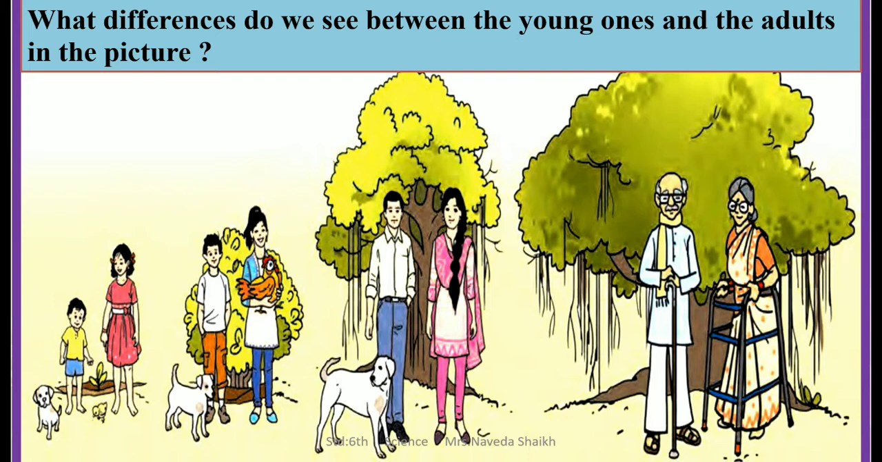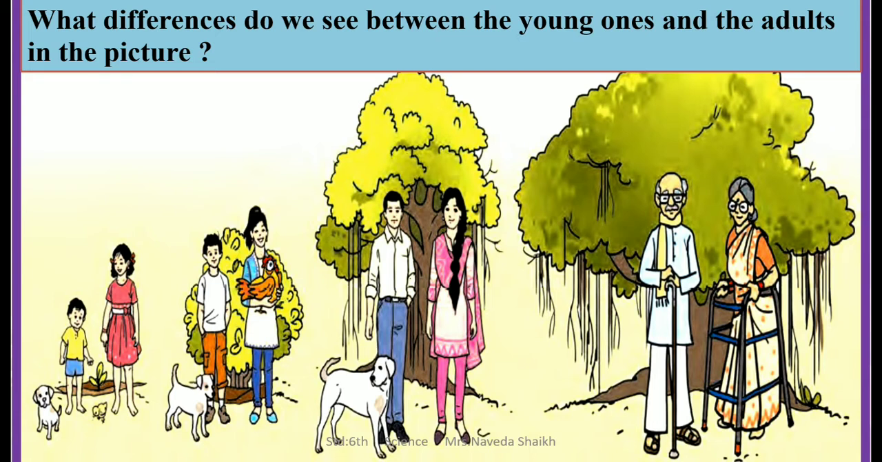Next, in this picture you can see that the body has now become old. These young boys and girl, over the period of time their body has undergone changes. They have grown into adults, and now they need support even to stand. And you can see the tree behind that has also grown and it has become quite mature. So these are a few differences that you see between the young ones and the adults in the picture.